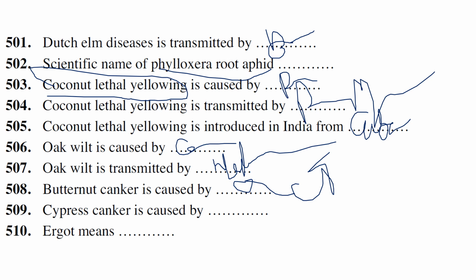Cypress canker is caused by Seiridium cardinale. And ergot generally means spur or cock spur; such kinds of meanings will come. That is the general meaning of ergot.